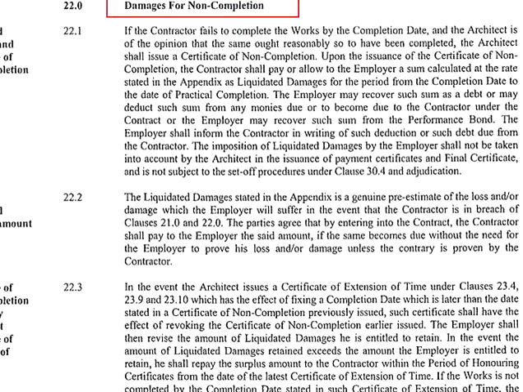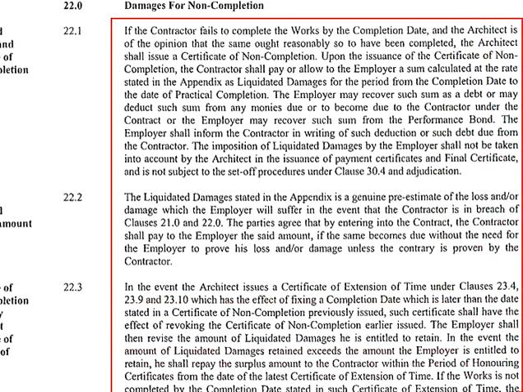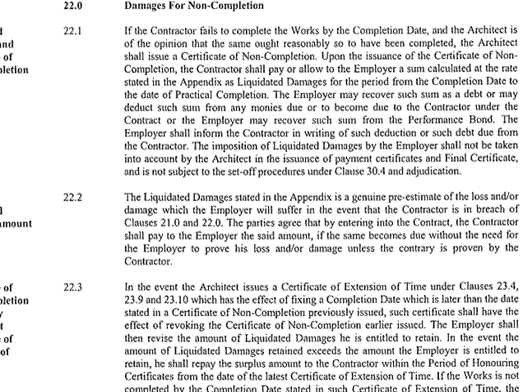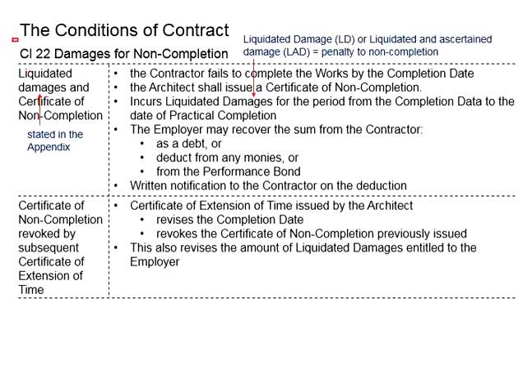Clause 22 of the PAM contract discusses damages for non-completions. There are 3 sub-clauses. The relevant statements are given here. You may also refer to the PAM contract 2018 for the full statements. The details are summarized in this slide.